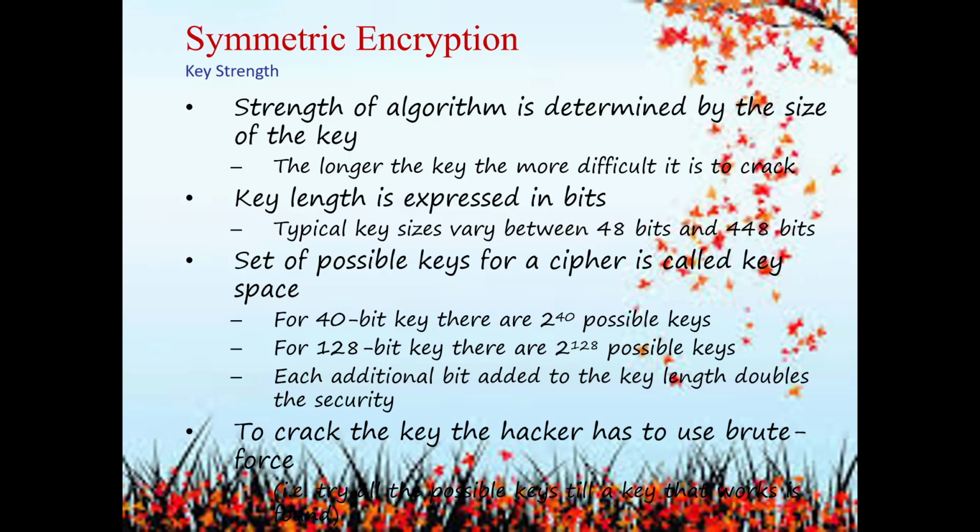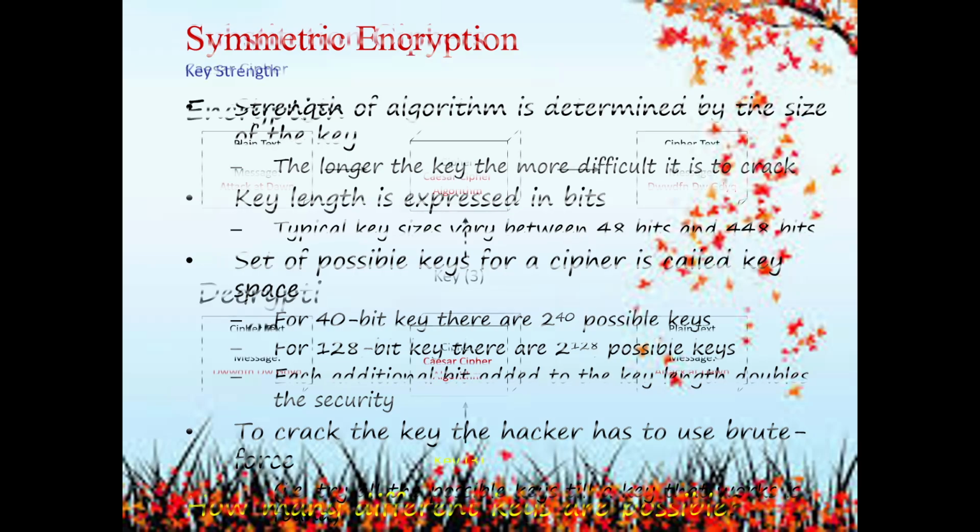And then the key strength. The key strength is based on the size of the key. The longer the key, the more difficult it is to crack. The key length is expressed in bits. Typical key sizes vary between 48 bits and 448 bits. For a 40-bit key, there are 2^40 possible keys. For a 128-bit key, there are 2^128 possible keys. Each additional bit added to the key length doubles the security. The hacker has to use brute force, that is, try all the possible keys till a key that works is found.